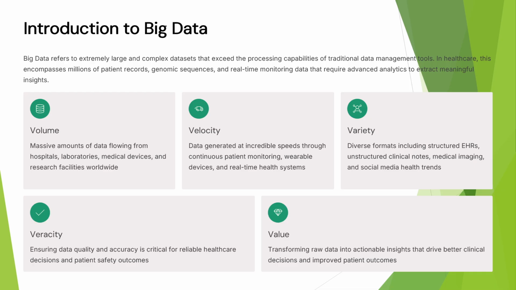First is volume, massive amounts of data flowing from hospitals, laboratories, medical devices, and research facilities worldwide. Second is velocity. Velocity refers to the speed at which data is generated, like real-time patient monitoring. Third is variety. Variety means different types of data, like structured data, like electronic health records, and unstructured data, like social media posts or doctor notes.